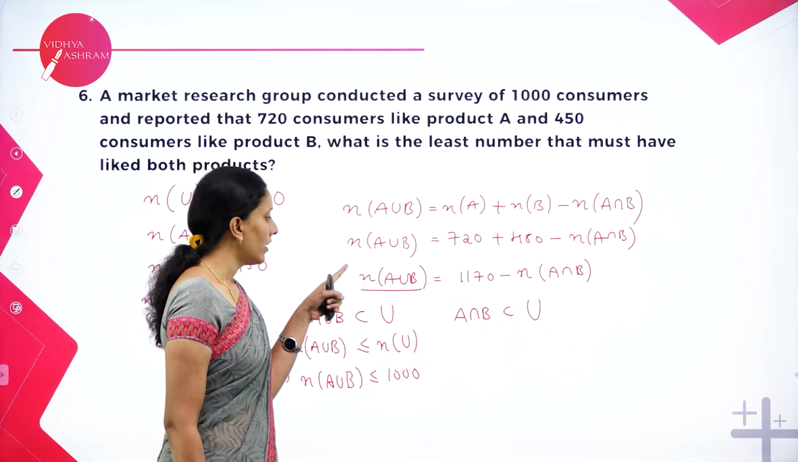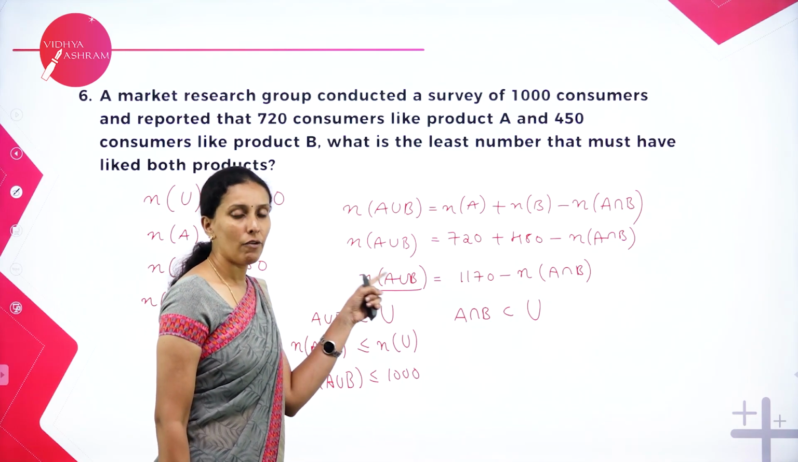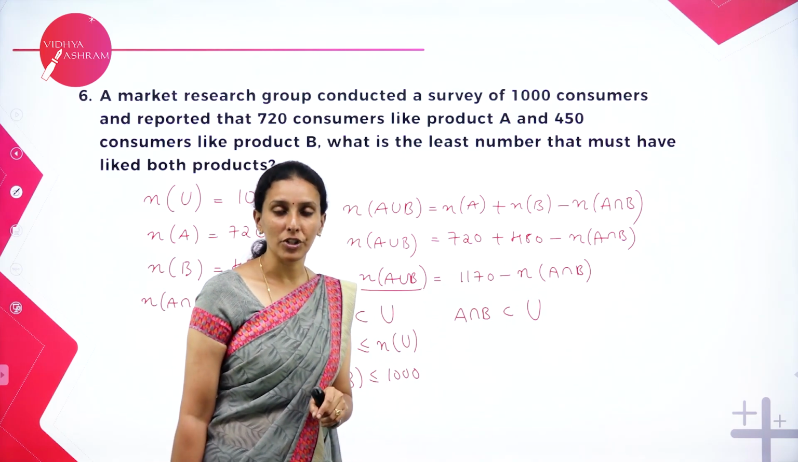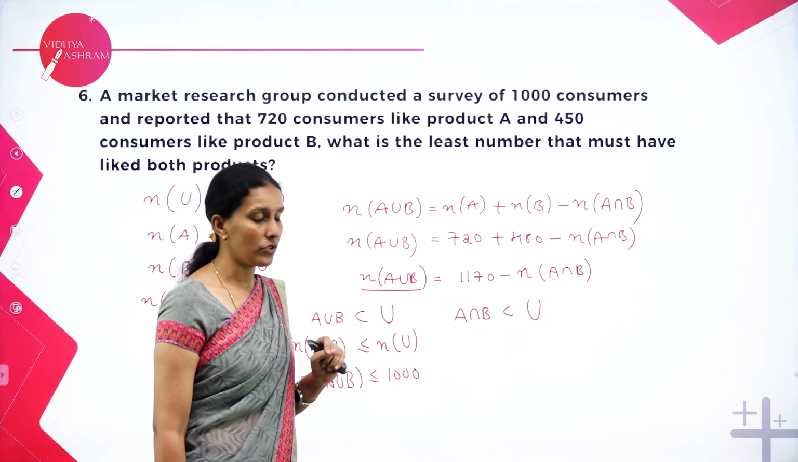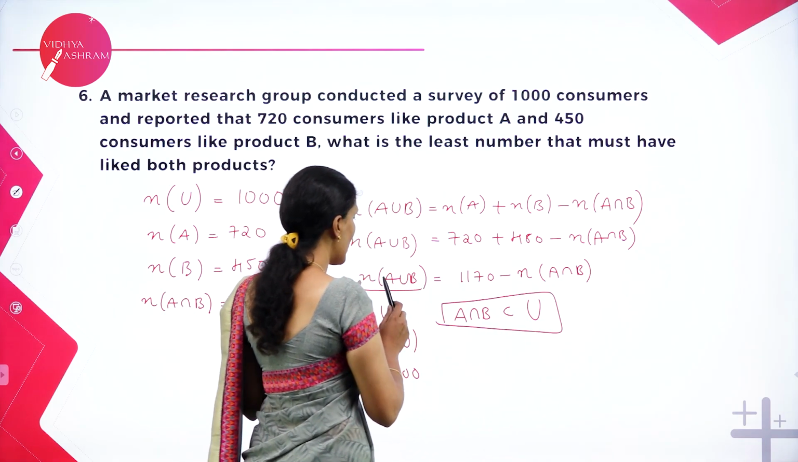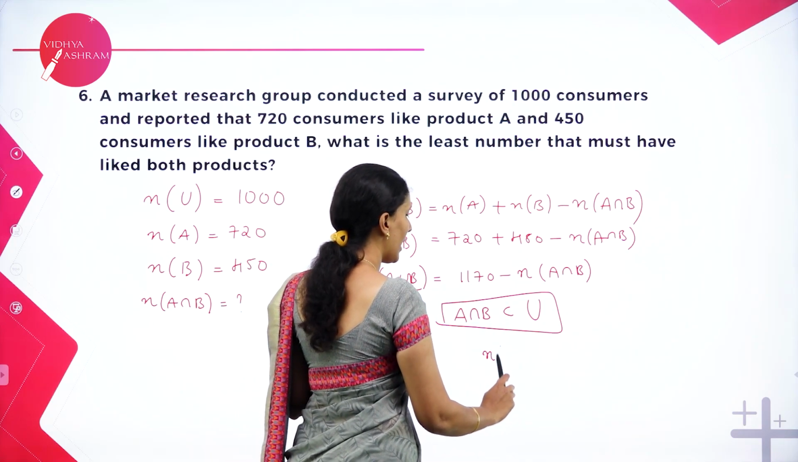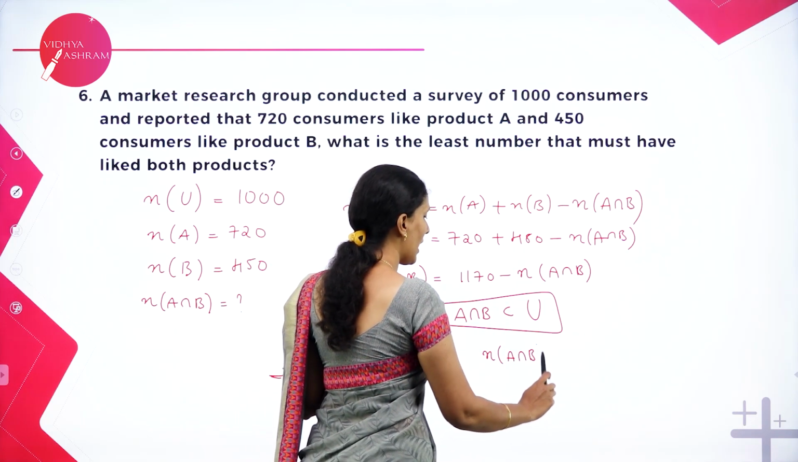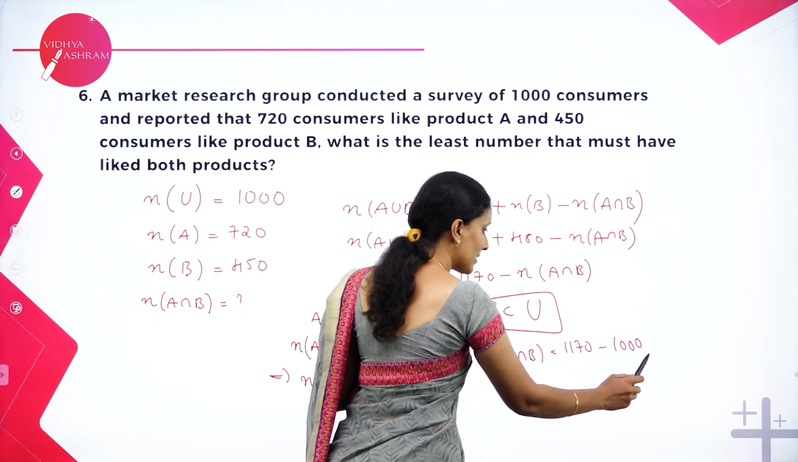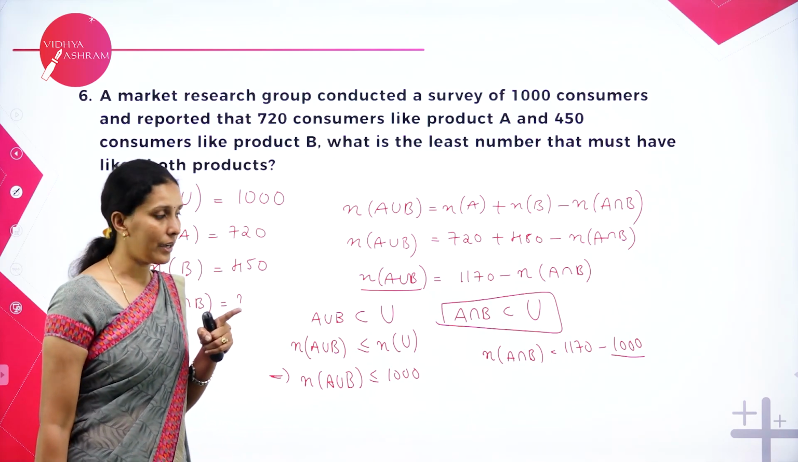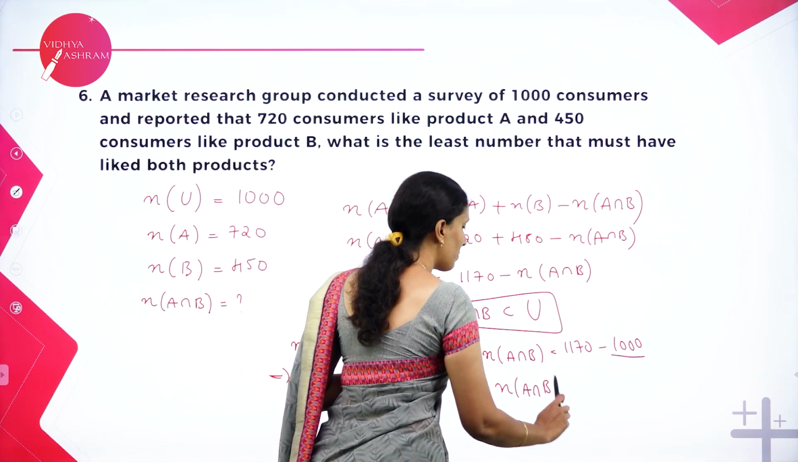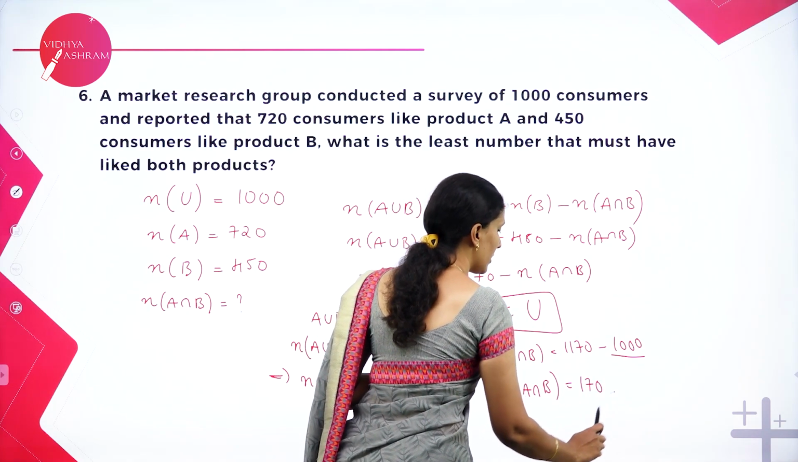Suppose the number of people who like any one of the products is 1,000, then the least value that A intersection B can take is 170. How? Because if I substitute this as 1,000 here, then we will get the number of A intersection B as 1,170 minus 1,000. This is the maximum value that A union B can take. So therefore, the least value we can expect is 170.